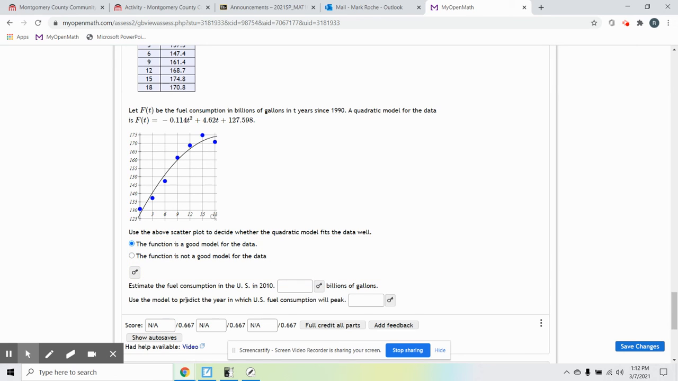Okay, and then it says use the model to predict in which year the fuel consumption will peak. That's a maximum. We're going to use the vertex formula again, negative b over 2a. Whatever you get for t, that's your answer. Just remember, t is in terms of years since 1990. So let's just say t was 15. Don't put 15 here. You're going to put 15 plus 1990, which would be 2005.